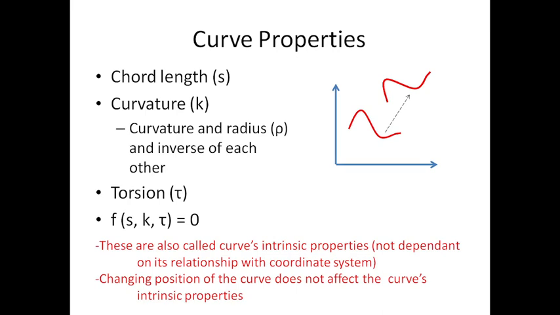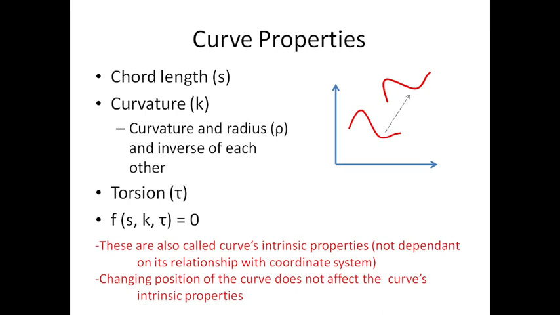We will be discussing the details of these properties in the next slide. The second one is the curvature and radius of curvature, which are basically inverse of each other. So we'll be discussing one of these. And the third one is the torsion. It is important to understand that these three properties are interdependent. So a function of the chord length, curvature, and torsion can be equated to 0.